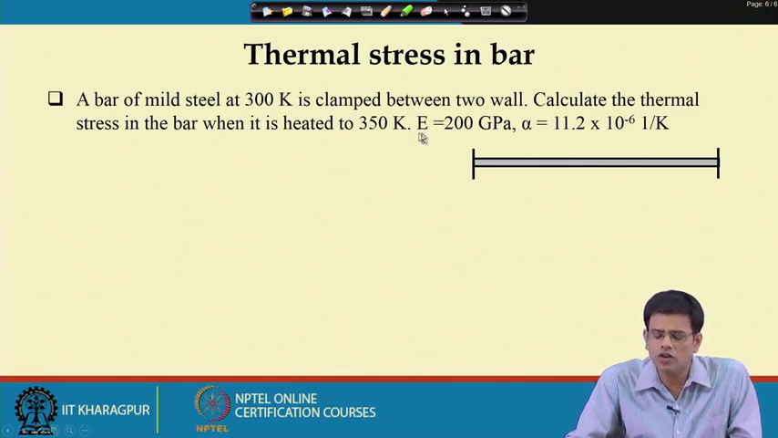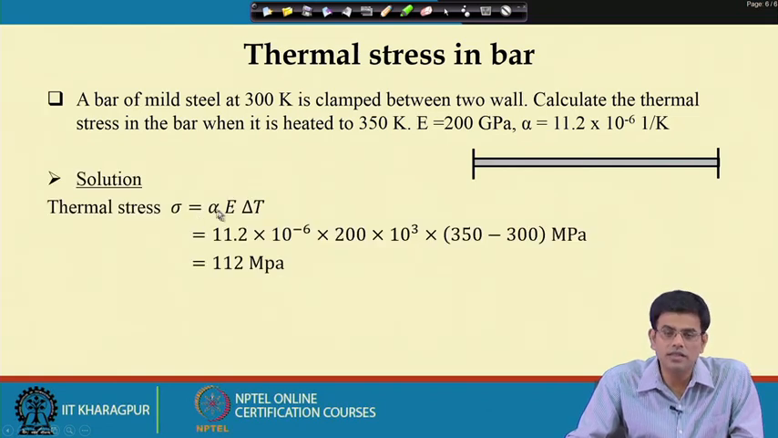Now, the Young's modulus is 200 GPa and alpha is the coefficient of thermal expansion, which is expressed per degree temperature, that is per degree Kelvin here or per degree centigrade or Fahrenheit, any unit you can use. Now, if I want to calculate the thermal stress, I will simply use E alpha delta T, which comes out to be 112 MPa.